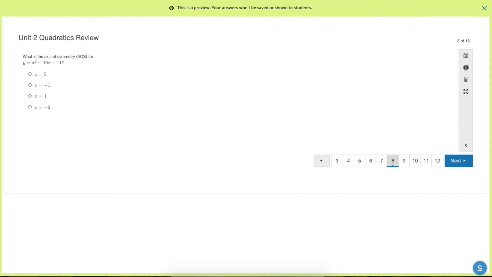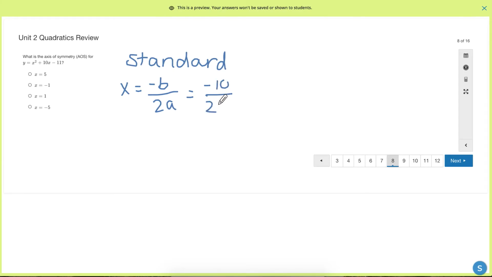For the axis of symmetry, again, we need to figure out the form. We've got standard form here. There's no parentheses. We would do x equals -b over 2a. -b is -10. 2 times 1 simplifies to -5.